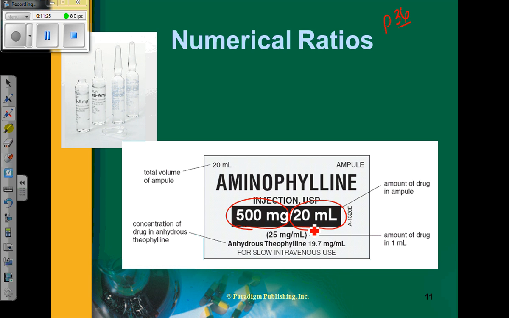If you want to write that out in ratio form, it would be 500 milligrams to 20 milliliters. If you wanted to take that into a division, you just raise them up: 500 milligrams on top, your colon as your line, and then your 20 milliliters goes on the bottom.